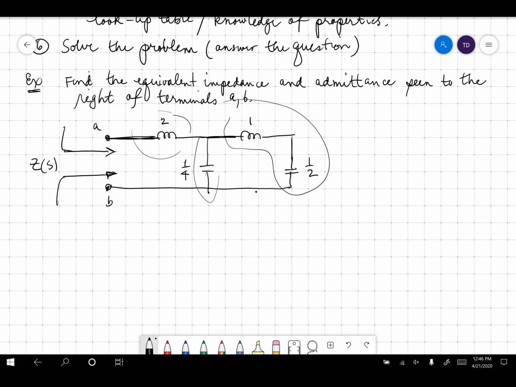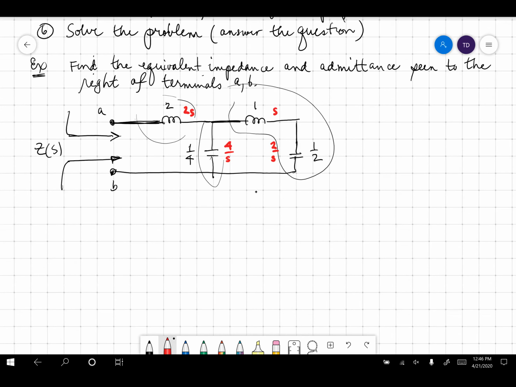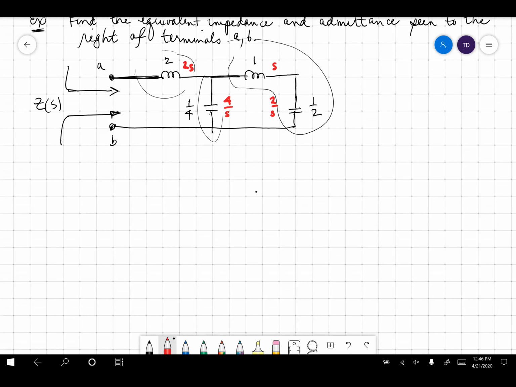So the first thing we have to do, transform the circuit. 4 over S, 2 over S, S, 2S. I'm just using LS and 1 over CS. Okay, so this first one in series, let's call this Z1.